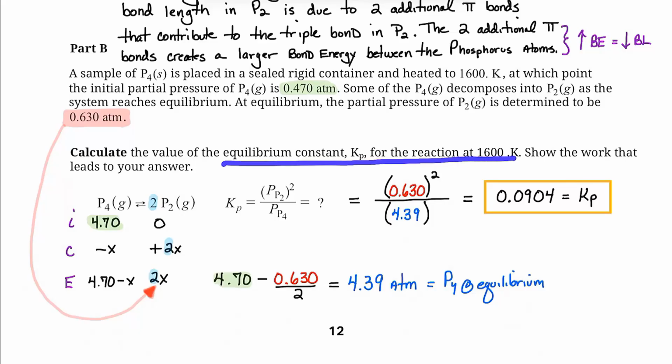Now, the question is asking, calculate the value of the equilibrium constant Kp for the reaction at 1600 Kelvin. To answer that, and they were very nice to give you the expression, remember there's a square here, because products over reactants, coefficients become exponents, and solids and liquids do not apply. Notice the parentheses with the P for partial pressure if you ever have to write that. In any case, I know the 0.63 already. I know that value. They gave that to me at equilibrium.